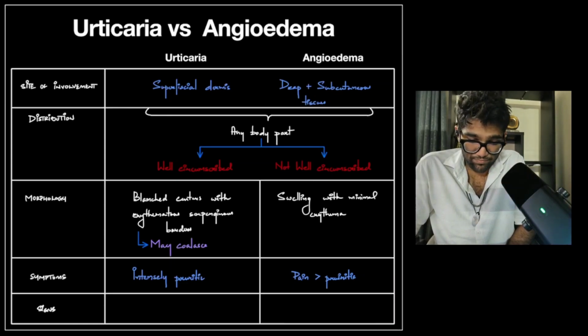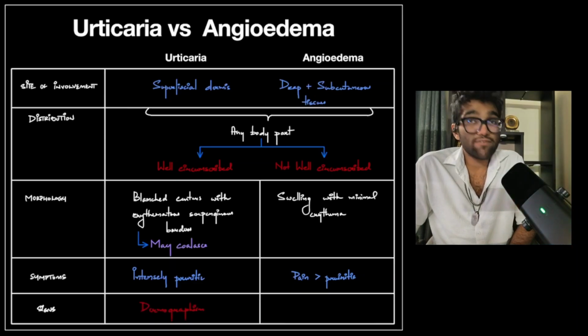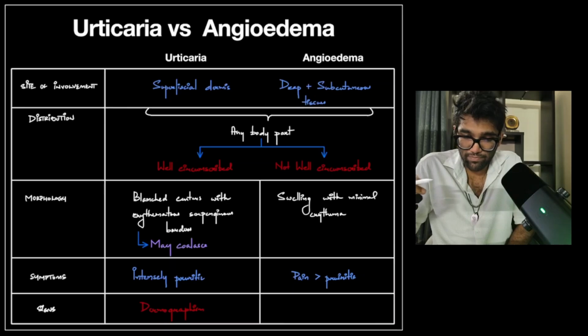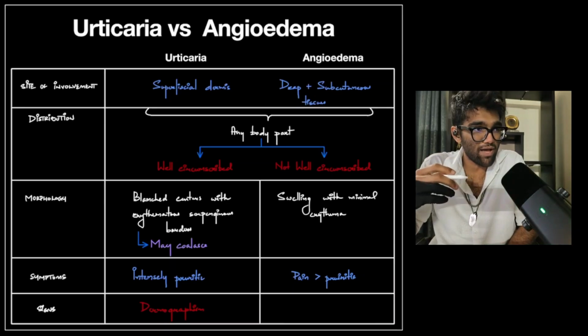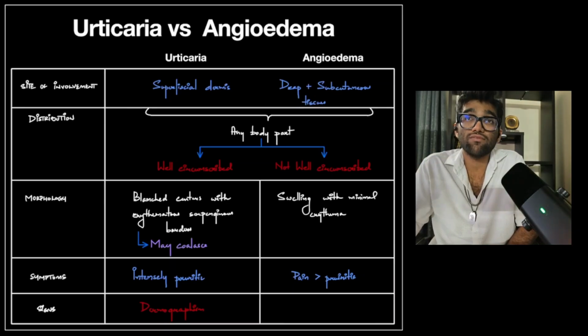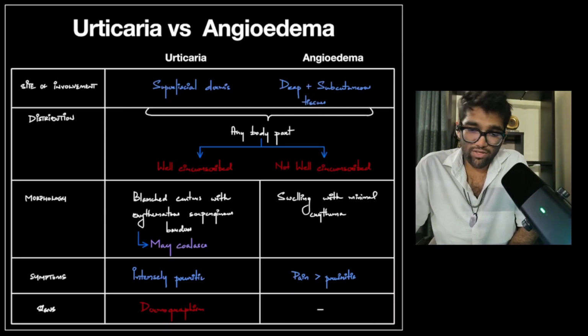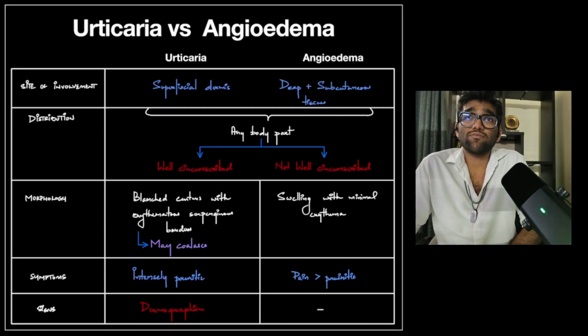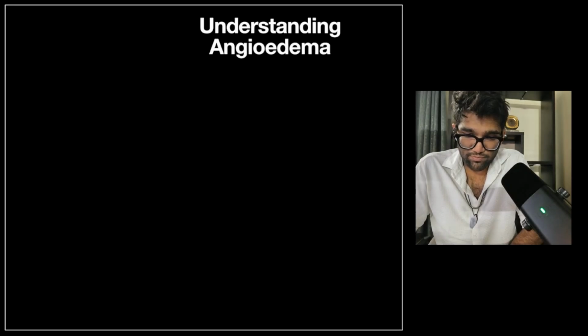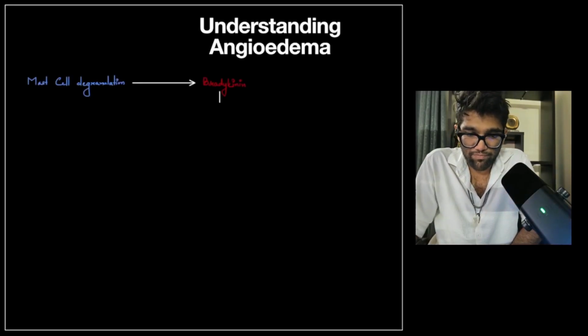Now, after that, your signs. Urticaria is associated with a very interesting finding that is called dermographism. Dermographism essentially means that if you draw on the skin of the patient, the lesions will follow that exact same path. So that is called dermographism. There are no signs that are specific to angioedema. So let's just understand what is happening in angioedema.